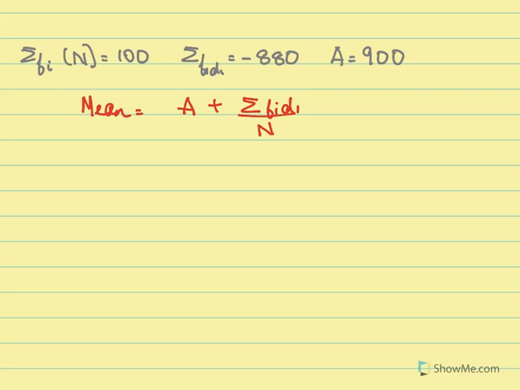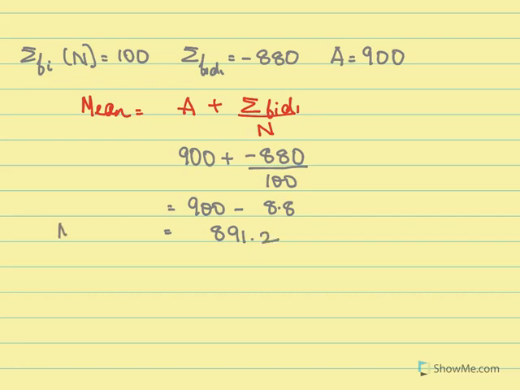Now let's go ahead and put the values. Our a we had taken as 900. Summation fi di we found as minus 880. Number of readings we got 100. So this will be 900 minus 8.8. And on calculation you get 891.2. That is the mean wage, so many rupees.